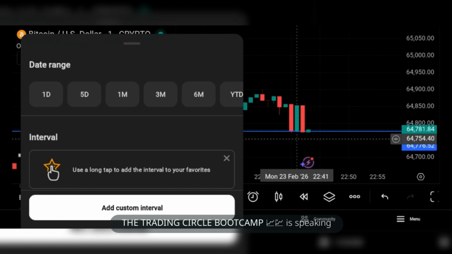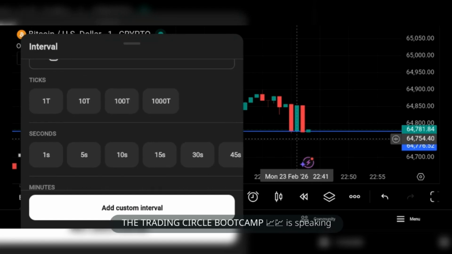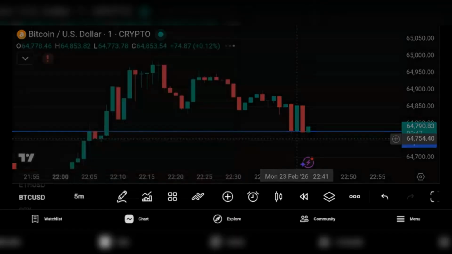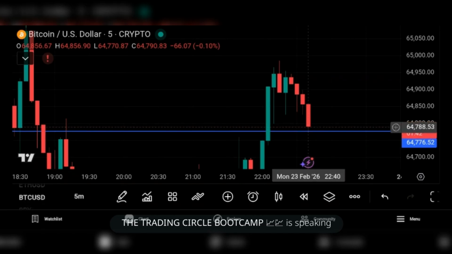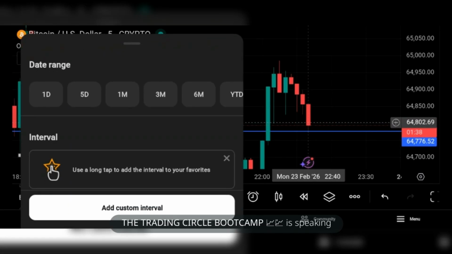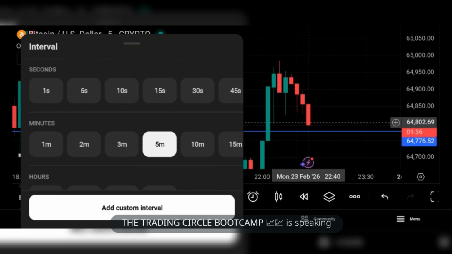So that wick that you saw in the 5 minutes time frame, the wick that was here on this candlestick, has disappeared now. If you look at it, it has disappeared, right? But we saw the wick earlier on. Now, this is the cause and effect of it.